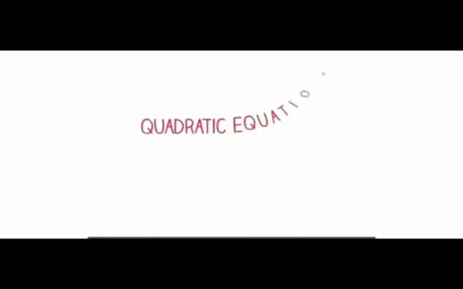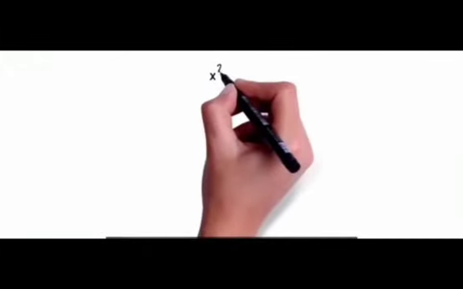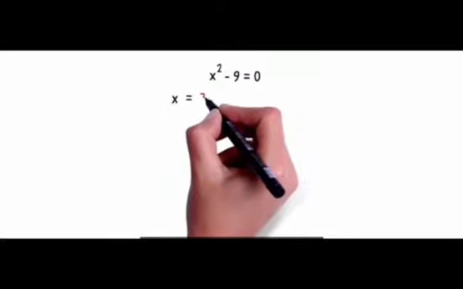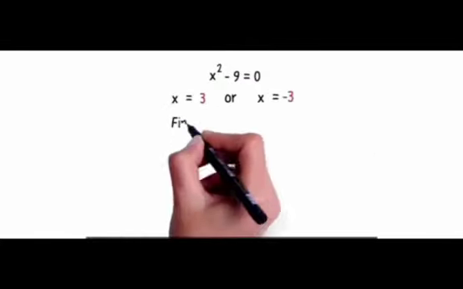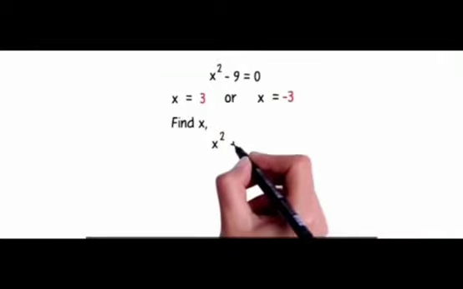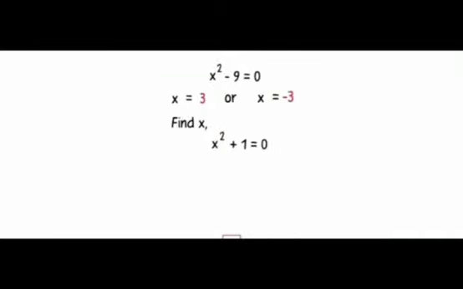So we have studied quadratic equations. We know that if x squared minus 9 is equal to 0, x is either equal to 3 or negative 3. Now try to find a solution to x squared plus 1 equal to 0. You're not sure, yes? Or do you think there's no solution to this one?